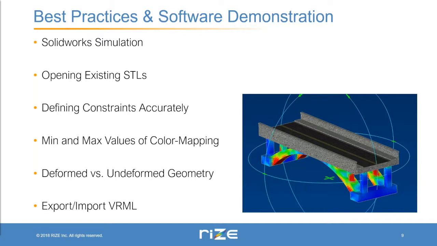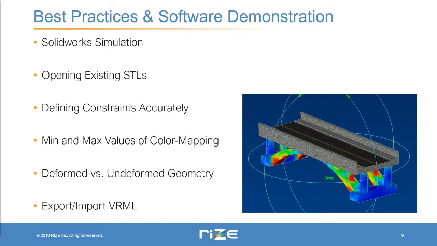So I'll be going over quickly how to set up the simulation in SolidWorks and some of the things to look for. This will include, in our case, opening existing STLs. So this would be useful for people who want to demonstrate the material properties or other FEA simulation effects of a part after it has already been exported to an STL, or perhaps if they only have the STL available to them.